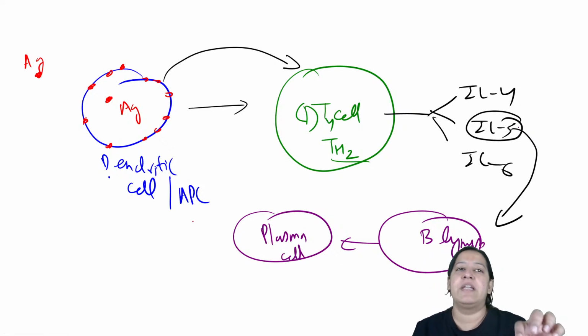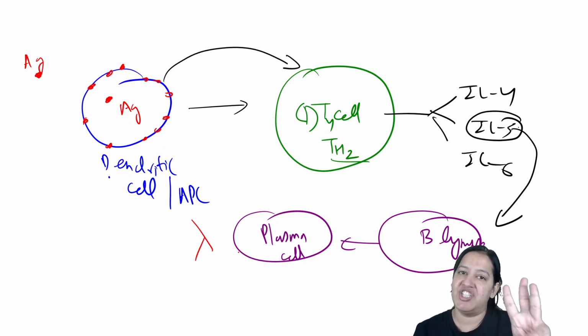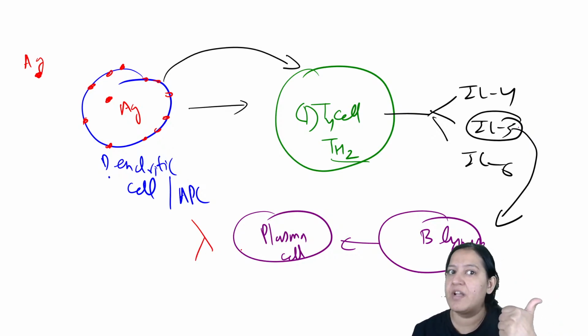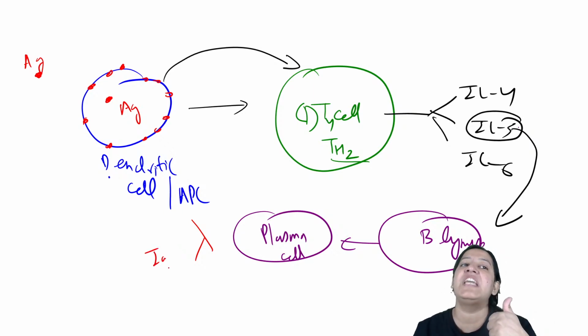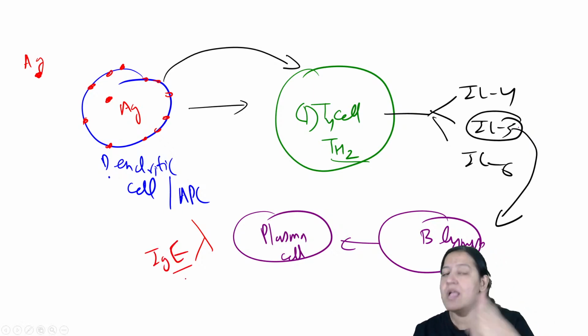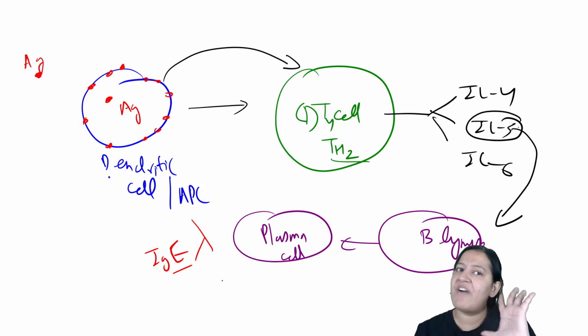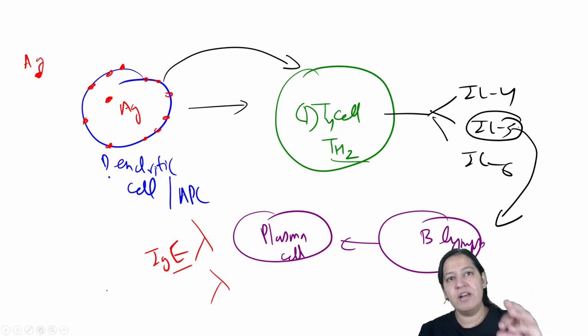There are 5 types of antibodies: IgG, IgA, IgM, IgD, IgE. Out of these, here IgE is formed, the last one, E. Only IgE will be formed. Now this antibody will go to the last cell.